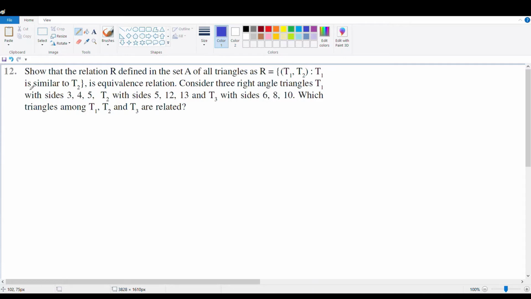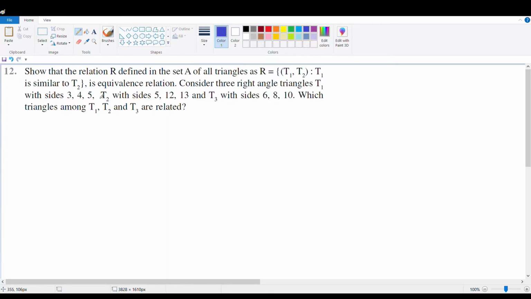Question 12. Show that the relation R defined in the set A of all triangles as R equals {(T1, T2) : T1 is similar to T2} is an equivalence relation. Consider three right triangles, T1 with sides 3, 4, 5, T2 with sides 5, 12, 13, and T3 with sides 6, 8, 10. Which triangles among T1, T2, and T3 are related?